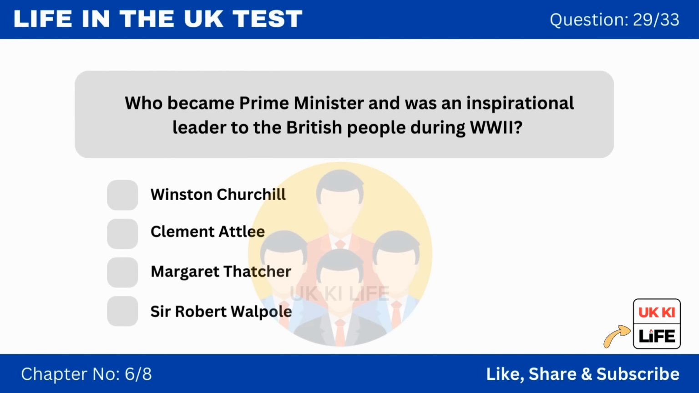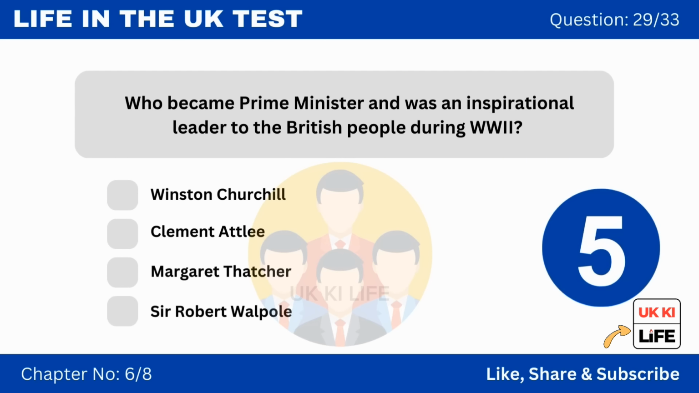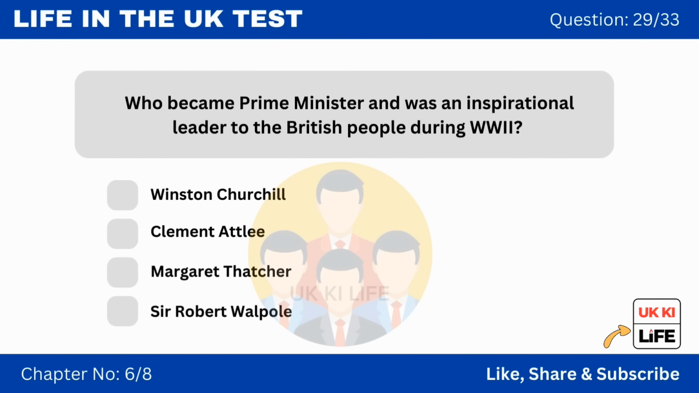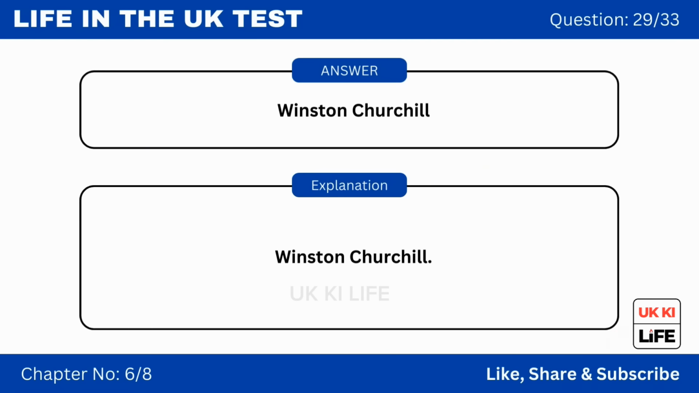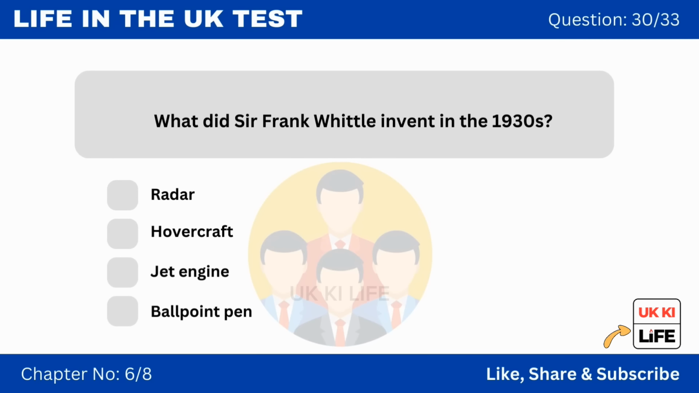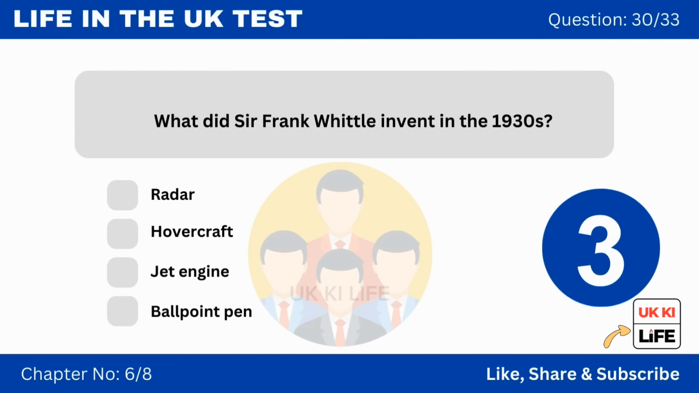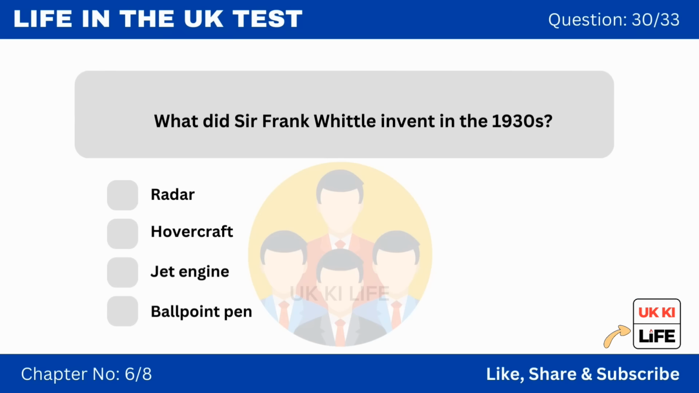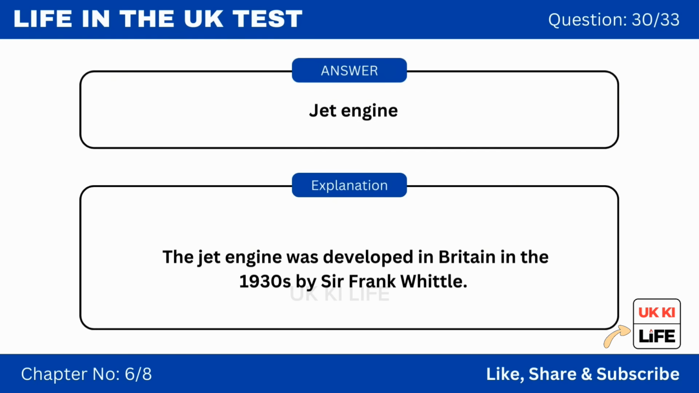Winston Churchill, Clement Attlee, Margaret Thatcher, Sir Robert Walpole. The correct option is A. Winston Churchill. Question 30. What did Sir Frank Whittle invent in the 1930s? Radar, hovercraft, jet engine, ballpoint pen. The correct option is C. Explanation. The jet engine was developed in Britain in the 1930s by Sir Frank Whittle.